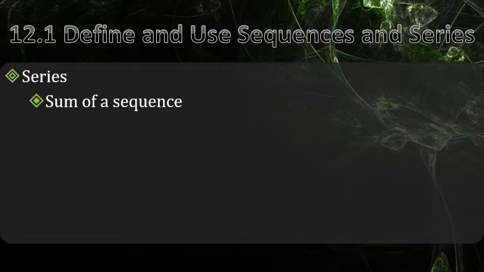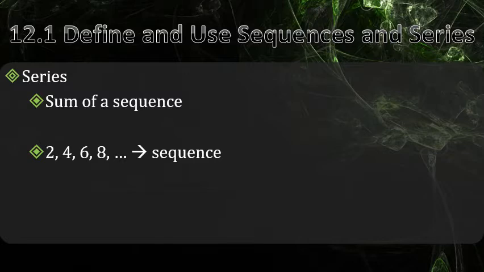So a sequence is a list of numbers that follow a rule. A series is the sum of the sequence, so we're adding together all the terms in the sequence. So 2, 4, 6, 8 is a sequence. 2 plus 4 plus 6 plus 8 plus ... is a series.